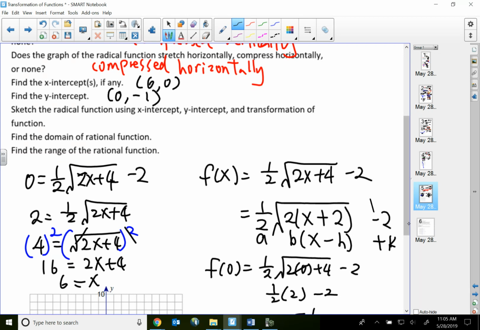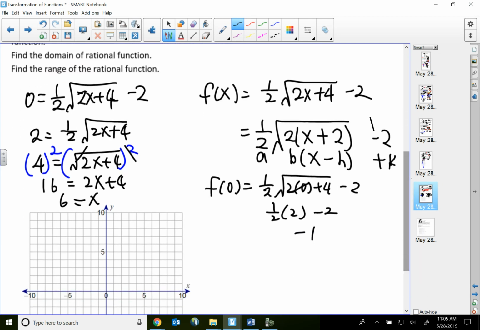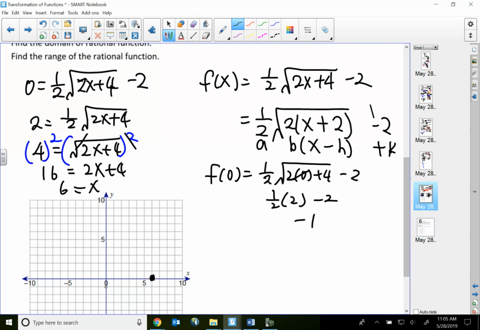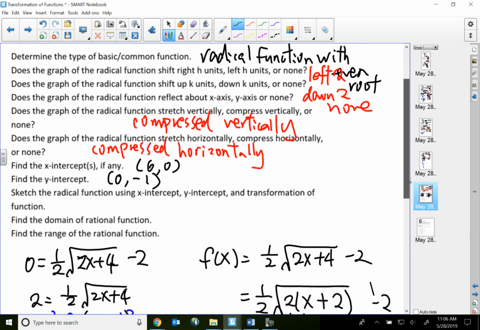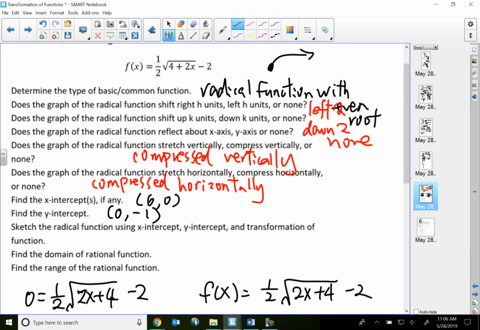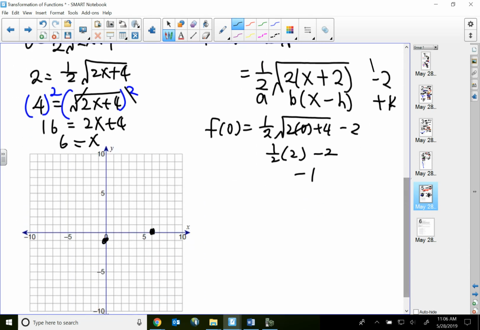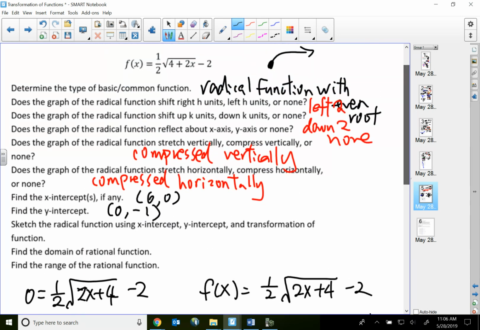All right, so (6, 0) is my x-intercept. (0, negative 1) is my y-intercept. Shift it to the left 2, down 2. Left 2, down 2. That will be right here.